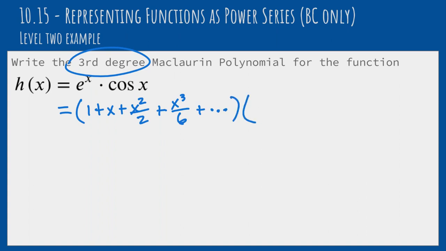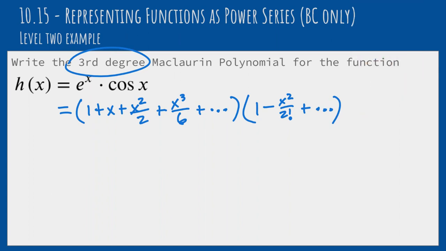And then for cosine of x, remember the Maclaurin polynomial for cosine of x is 1 minus x squared over 2 factorial plus x to the fourth over 4 factorial, and so on. I don't even need that x to the fourth term. In fact, I'm going to avoid confusion, just get rid of that. And now we want to distribute.